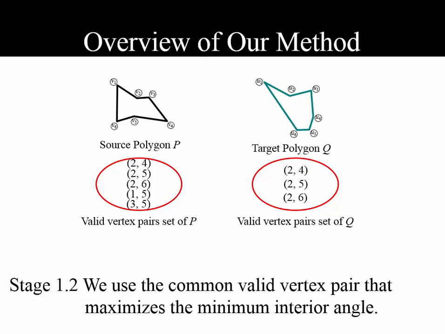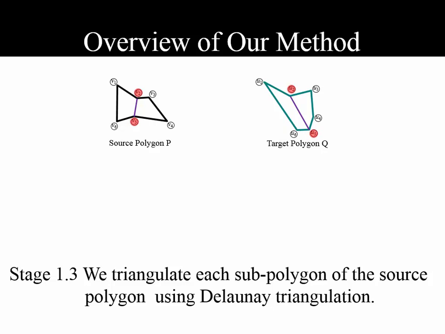We collect all the common valid vertex pairs of the source and target polygons, among which we select the one that can maximize the minimum interior angle. Now we triangulate each sub-polygon of the source polygon using D2AT triangulation.